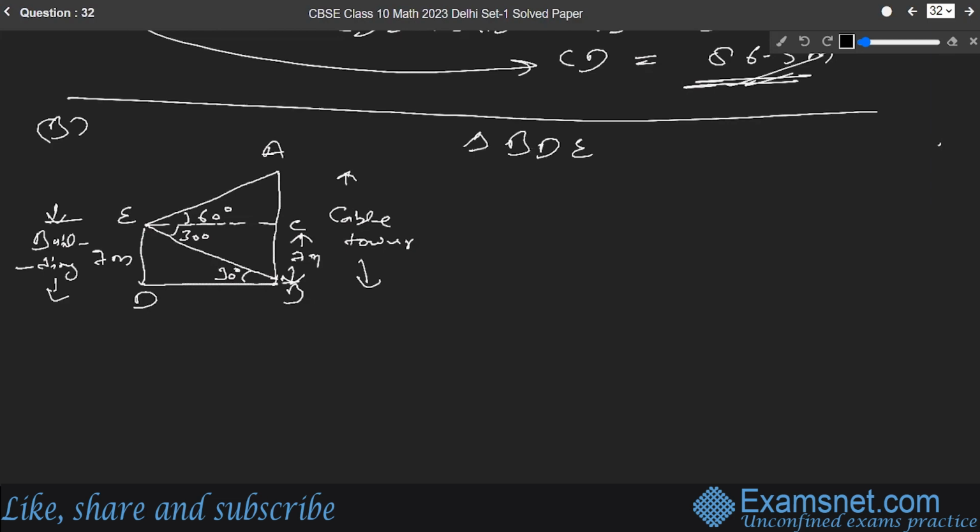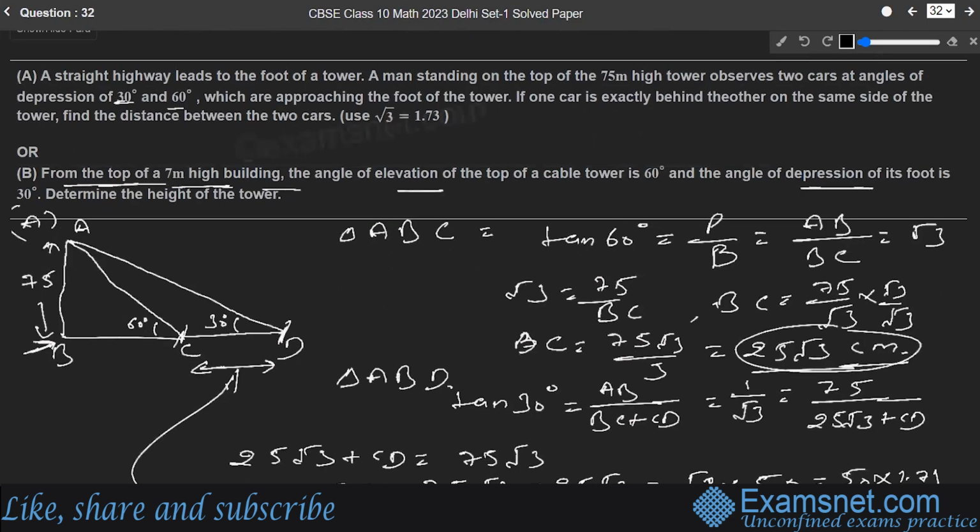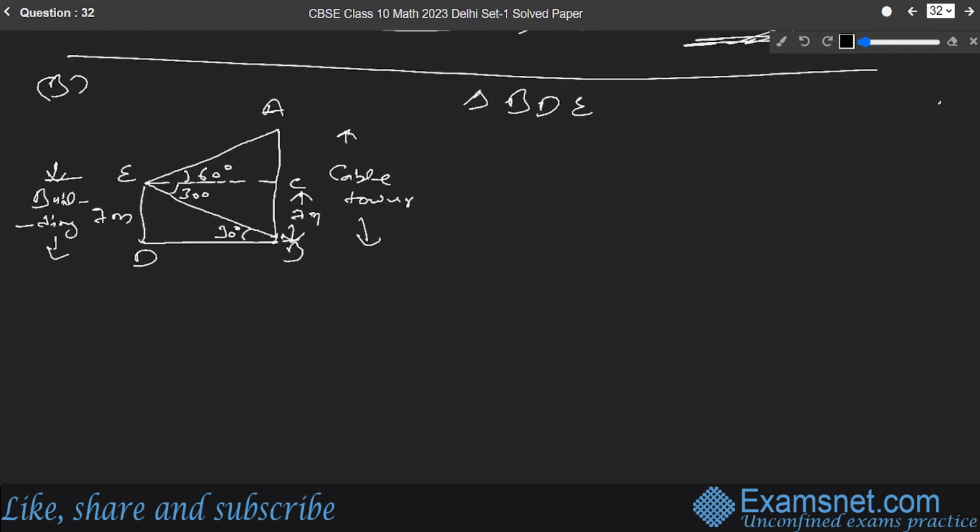Let us just quickly see what we are supposed to find out. We are supposed to determine the height of the cable tower. So the height of the cable tower is obviously AC plus 7. Okay, so we'll take that.